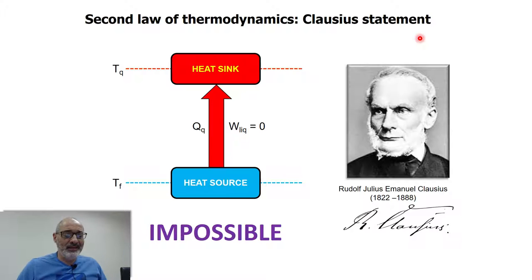Okay, so let's see Clausius' statement of the second law of thermodynamics. What he says is that for heat flowing from a low temperature reservoir to a high temperature reservoir, it's not possible to obtain this flow without the expense of some amount of work, some amount of exergy. This means that heat is not going to flow from a low temperature environment to a high temperature environment spontaneously. You have to force that in some way, by some means.